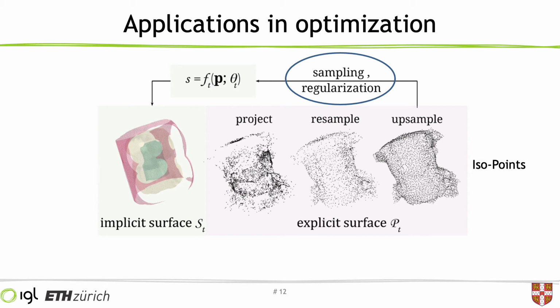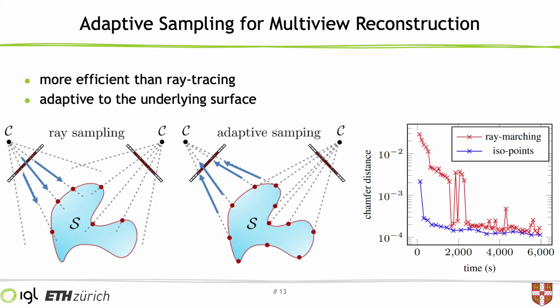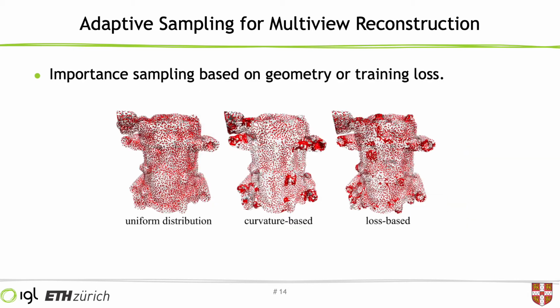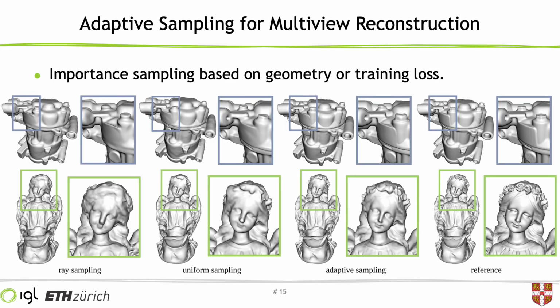Now, how do we utilize the isopoints during optimization? First, in multiview reconstruction, existing works generate training samples by uniformly sampling from the input image planes, which can lead to under- and oversampling certain regions. Using isopoints, we can sample more adaptively to the underlying geometry itself, which contributes to faster convergence. We can even sample based on some attributes of the local surface, such as curvature and current appearance loss, which can further boost the reconstruction quality in surface details.